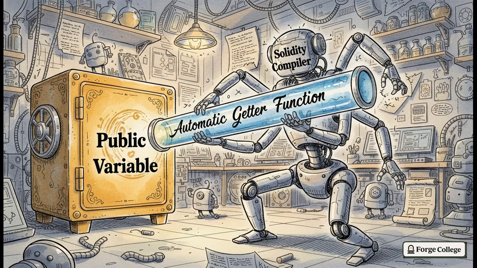But hey, here's a really fun little secret for you. You don't actually always have to write the getter function yourself. The Solidity compiler is actually super helpful. If you use the keyword public when you declare your state variable, like typing string public greeting, the compiler will automatically build a free, invisible getter function for you behind the scenes. So if you ever spot a public variable in someone's code and wonder why on earth you can read it without seeing a custom read function, well, you can thank the compiler for doing the heavy lifting for you.